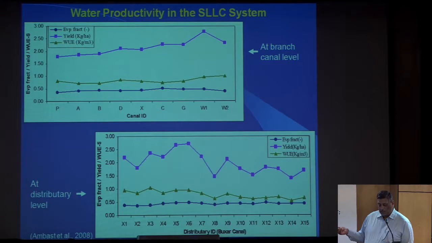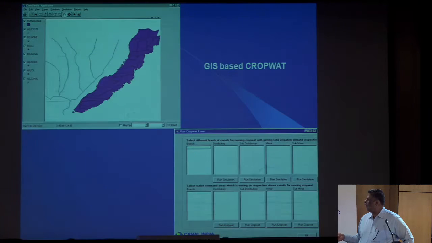Similarly, based on this remote sensing analysis, we estimated the water productivity. There was some technique in between which we employed, but finally you can see the evaporative fraction as well as yield and the water productivity in kg per meter cube, at the branch canal level as well as the distributary level, has been worked out. So this is one of the applications that one can do.